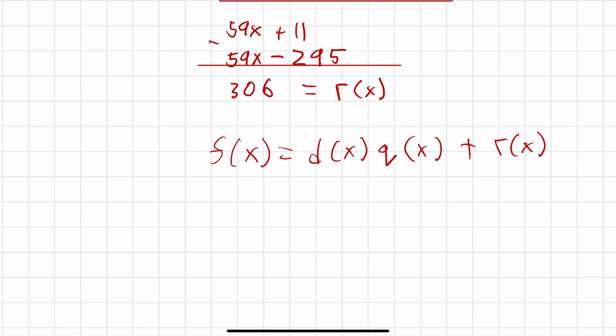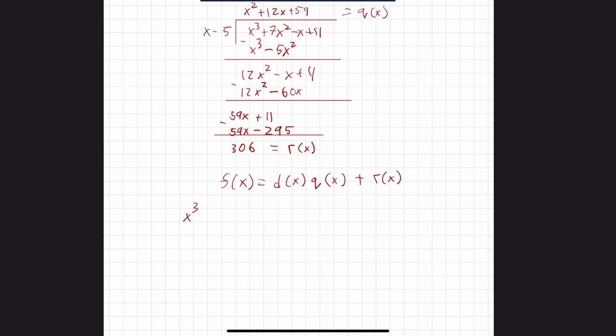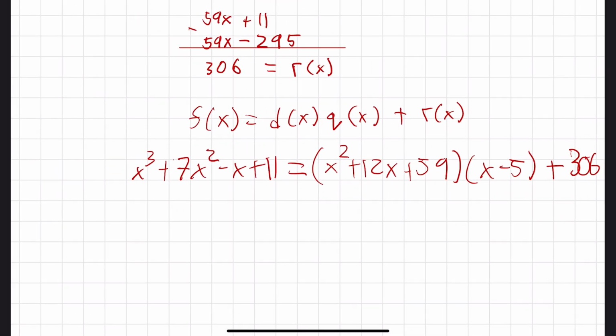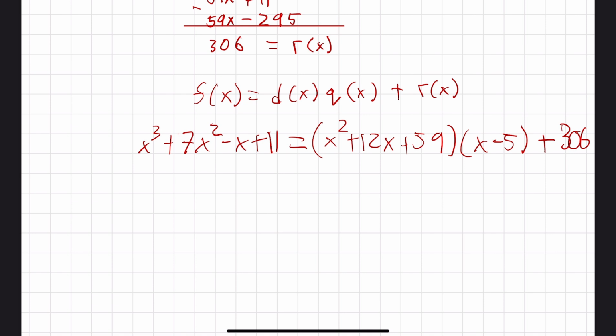If we plug these values in, we get x cubed plus 7x squared minus x plus 11 is equal to the quotient, which is x squared plus 12x plus 59, times x minus 5, plus our remainder, which is 306. You can go ahead and expand this out, and in the end you will find that this statement is true.